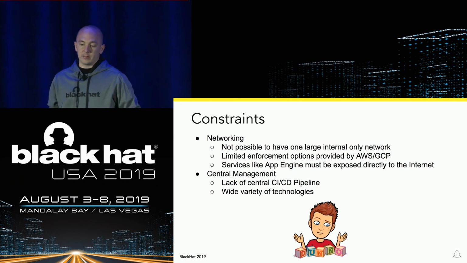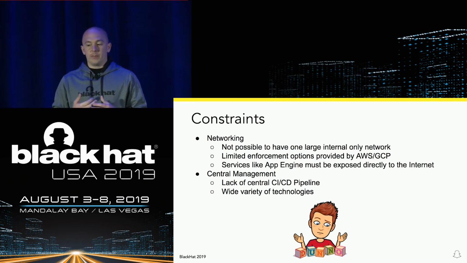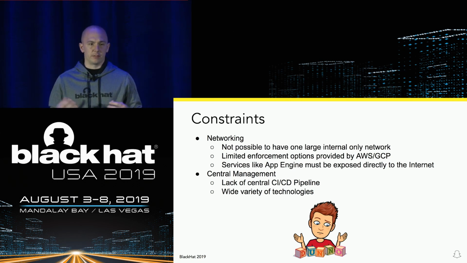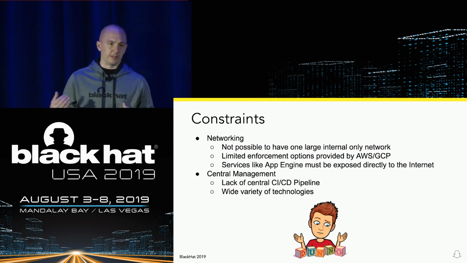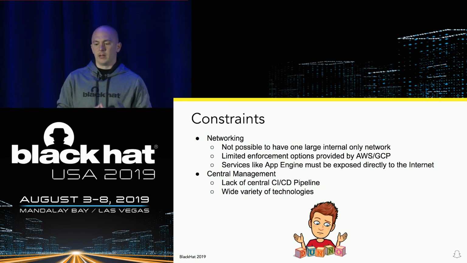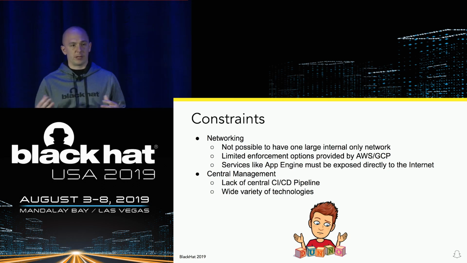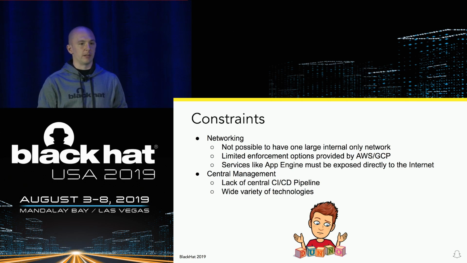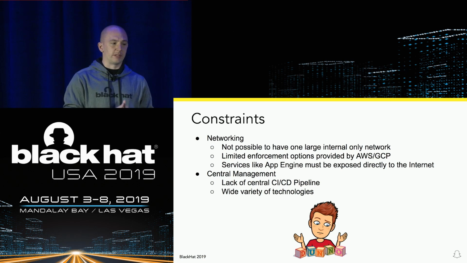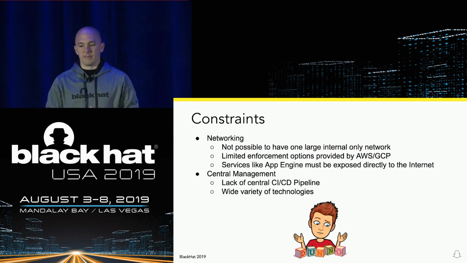So the constraints we're dealing with, like I said, networking. We've got a lot of disjoint networks. We don't have one single connected network where everything is internal, not exposed to the internet. We've got limited enforcement options provided by AWS, GCP, especially at the org level. They allow us to create a shared network, but they don't allow us to enforce everything that goes on that network. So we have to build the tools to do that. And also some services like App Engine don't even work with those internal networks that they're providing.